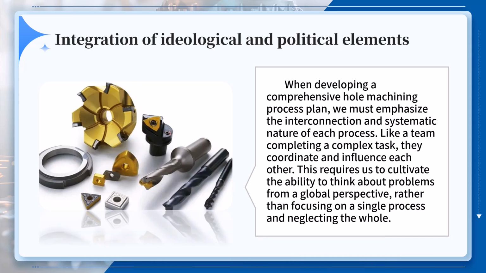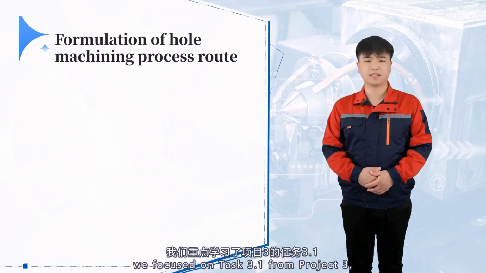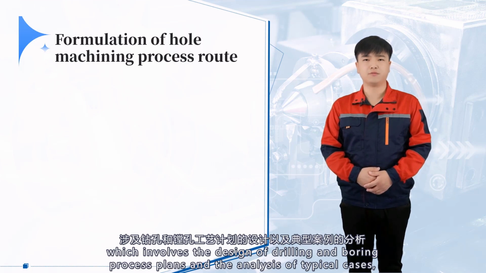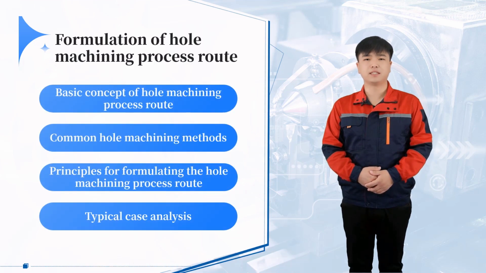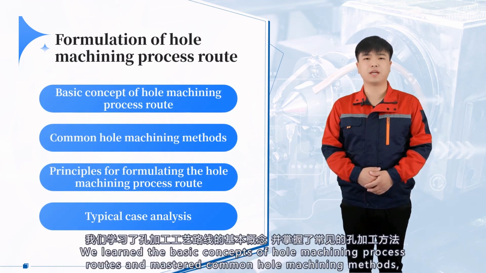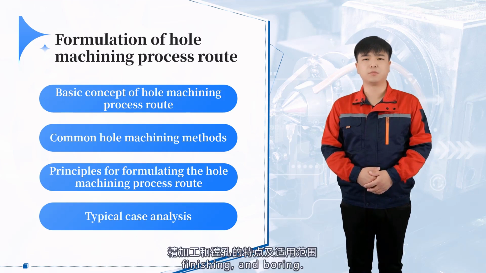In this lesson, we focused on Task 3.1 from Project 3, which involves the design of drilling and boring process plans and the analysis of typical cases, specifically the formulation of hole machining process routes. We learned the basic concepts of hole machining process routes and mastered common hole machining methods, including the characteristics and the applicable scopes of drilling, reaming, finishing, and boring.